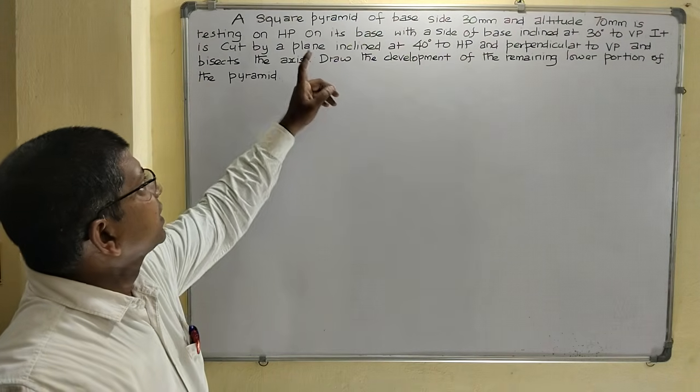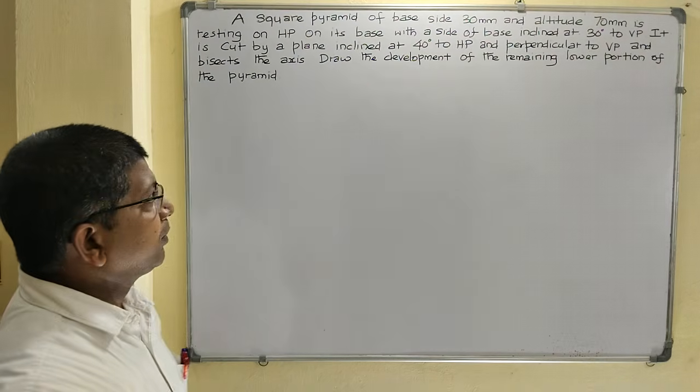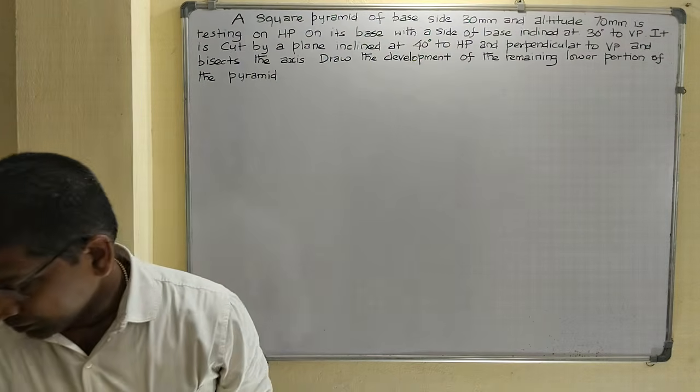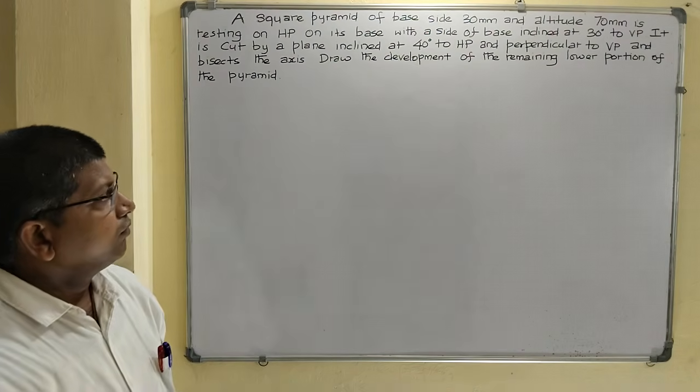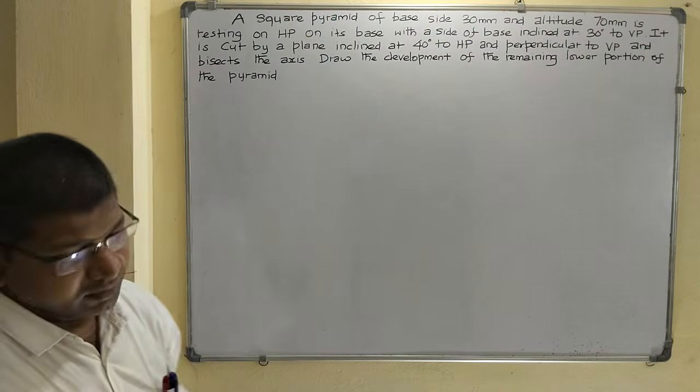Listen carefully, clearly. Read the question. Square pyramid, not prism. So pyramid having only one base. Now, first draw the top and front view at given position.